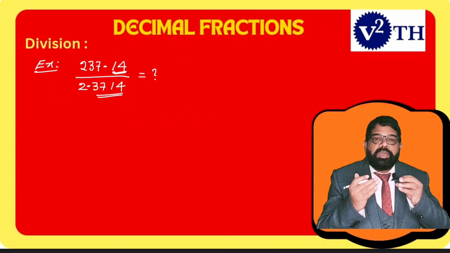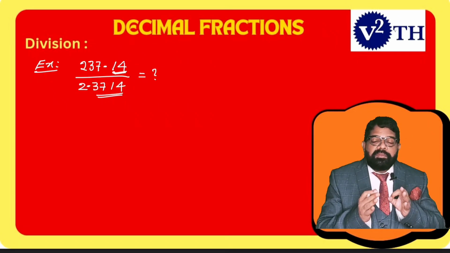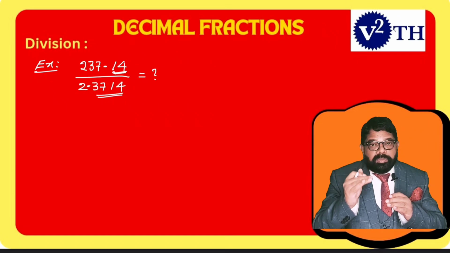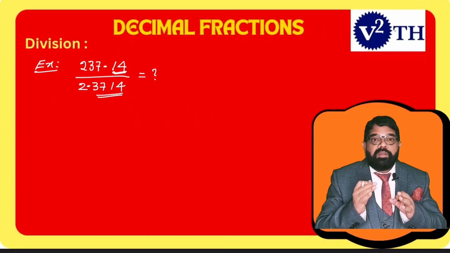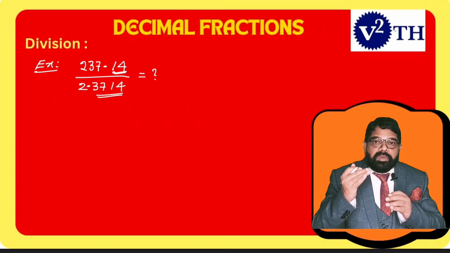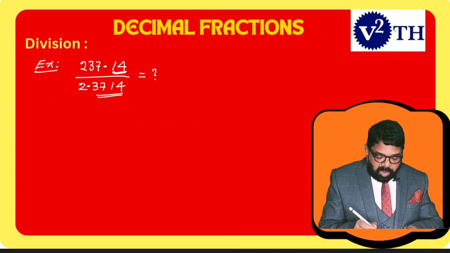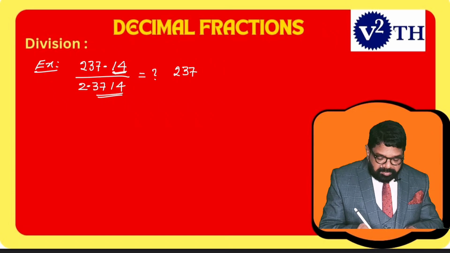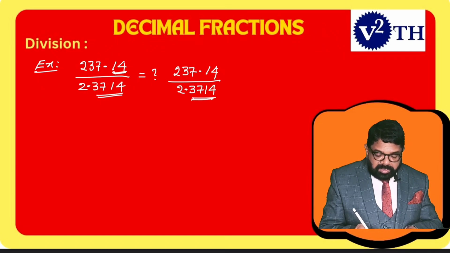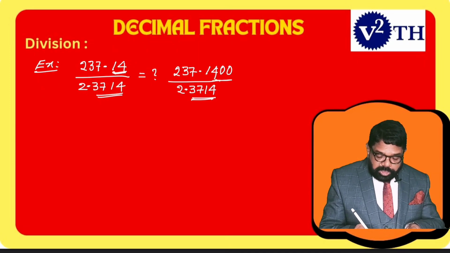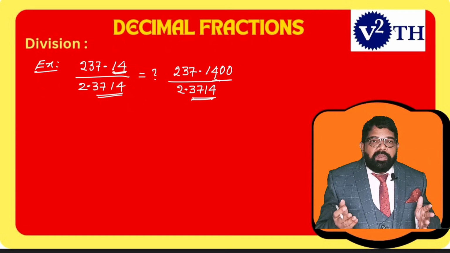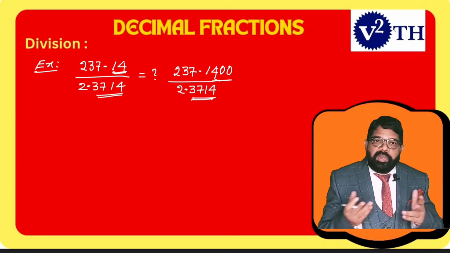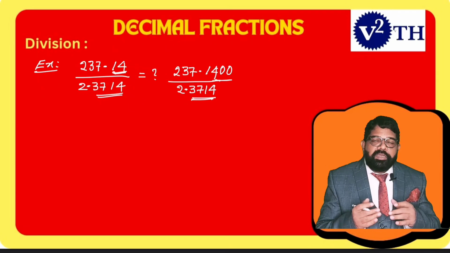So when you remove the decimal, the number of digits after the decimal must be the same in the numerator and denominator. So what do you do now? The first step: 237.14 by 2.3714. In the denominator, after the decimal there are 4 digits. In the numerator also, make it 4 digits after the decimal. There is no change; the value cannot be changed. After the decimal at the end, if we add any number of zeros, its value cannot be changed. But for our convenience, here we take only 2 zeros.